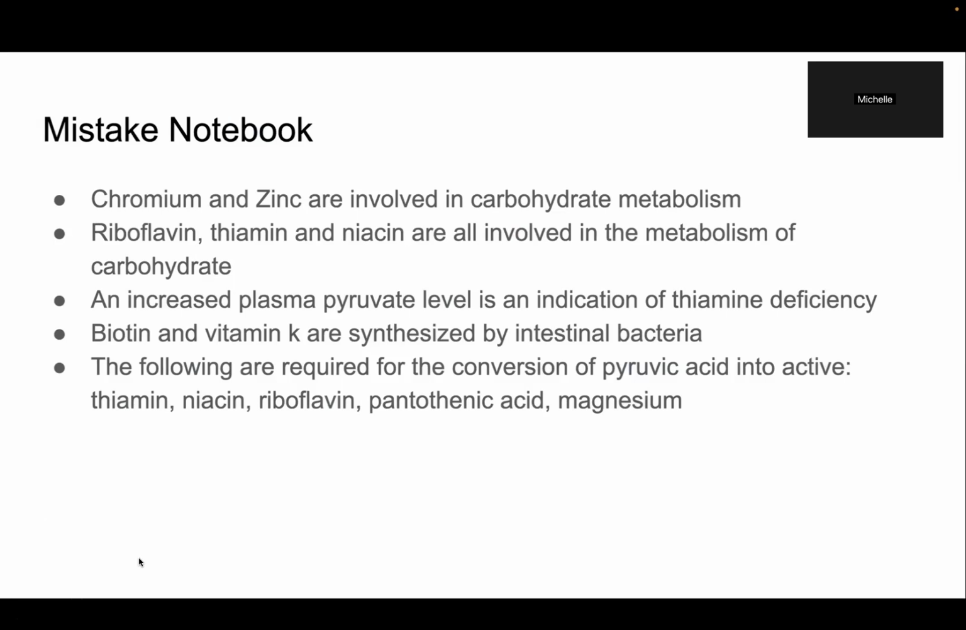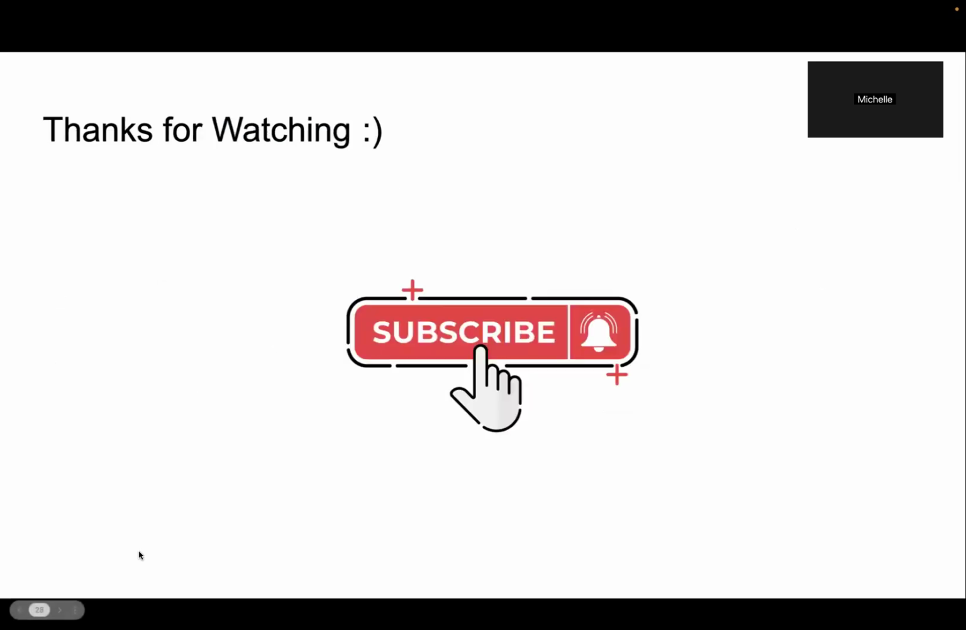All right, this is all I really had mentioned. Chromium and zinc are involved in carbohydrate metabolism. Riboflavin, thiamine, and niacin are all involved in the metabolism of carbohydrate. An increased plasma pyruvate level is an indication of thiamine deficiency. Biotin and vitamin K are synthesized by intestinal bacteria, and the following are required for the conversion of pyruvic acid into active form: thiamine, niacin, riboflavin, pantothenic acid, and magnesium.